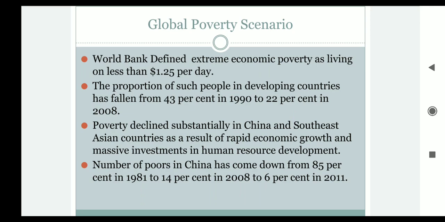The World Bank defined extreme economic poverty as living on less than $1.25 per day. The proportion of such people in developing countries has fallen from 43% in 1990 to 22% in 2008. Poverty declined substantially in China and Southeast Asian countries as a result of rapid economic growth and massive investments in human resource development. The number of poor in China has come down from 85% in 1981 to 14% in 2008 to 6% in 2011.